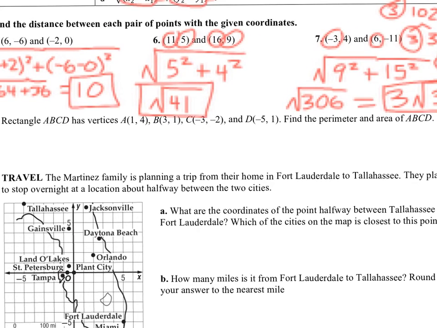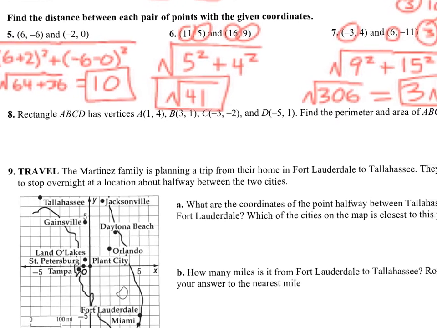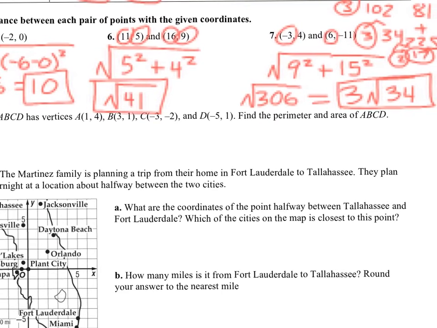All right, we are given a rectangle and all the vertices. We need to find the perimeter, and we also have to find the area. So let's find the perimeter first. We know that rectangles have opposite sides that are congruent lengths. So we need to find AB.